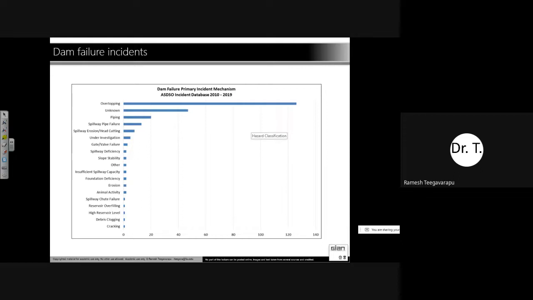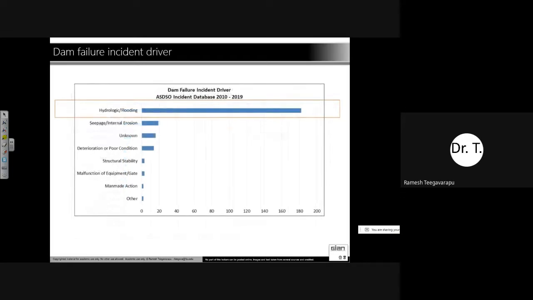And you can see that among the failures from 2010 to 2019, overtopping is the main one, followed by piping, spillway failures, spillway erosion, and some gate valve failures and so on. So the maximum is because of the extreme flows which are coming and overtopping of the dam, the dam failure incident driver. So once the dam fails, of course, the main driver is the hydrologic system conditions, as well as the flooding, which is the main driver for dam failure.